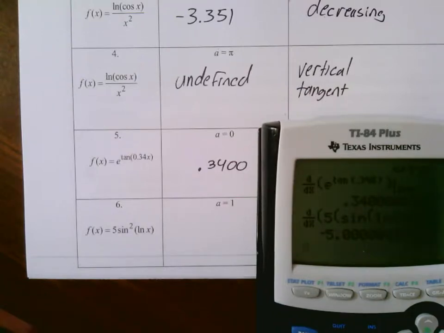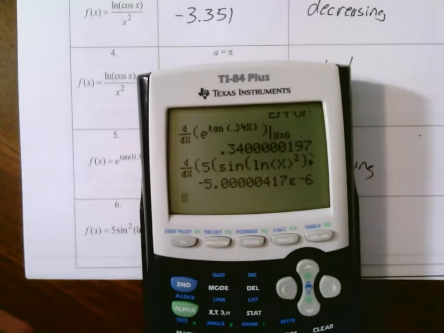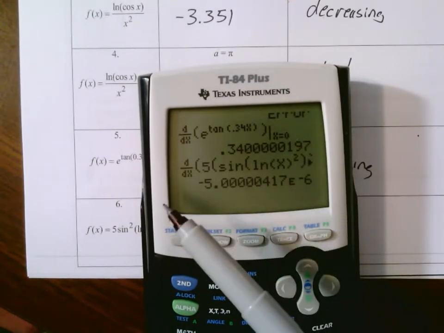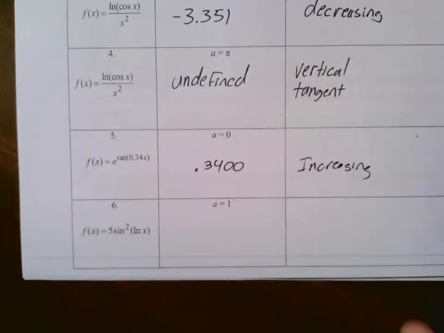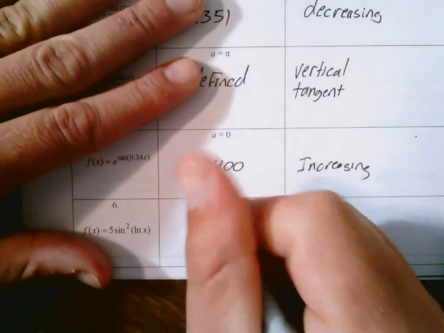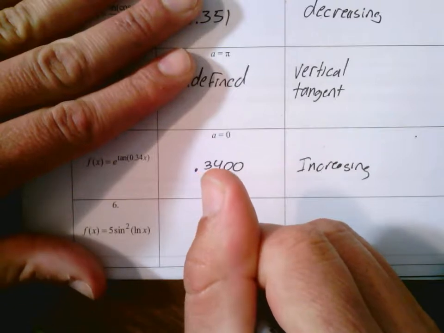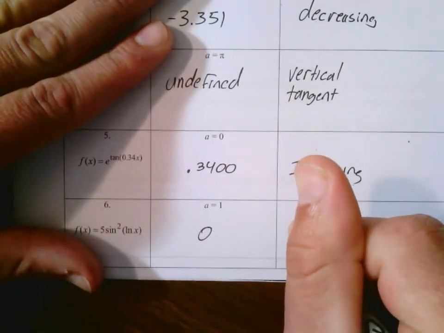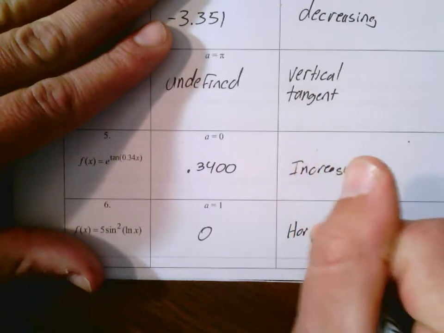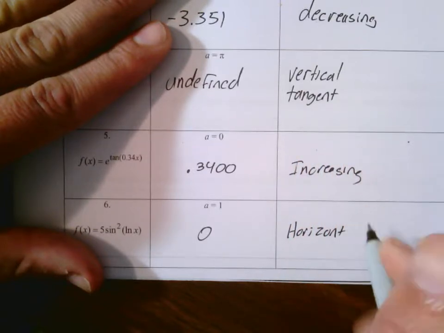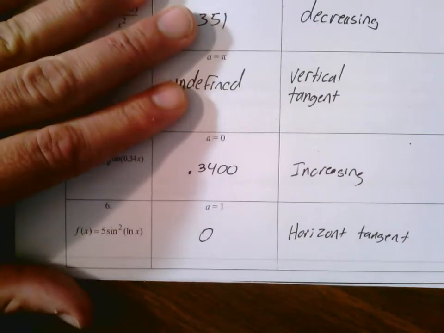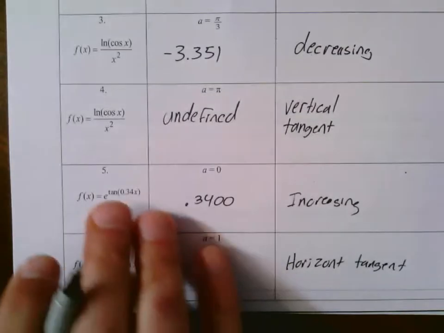Alright, so scientific notation, people. I'm going to tell Miss Owens if you don't get it right. If I move this 0 over 6 times, then that is going to be very, very close to 0. The calculator is not smart enough to realize that the derivative of this is 0. Therefore, it has a horizontal tangent. Okay, that's using your graphing calculator.